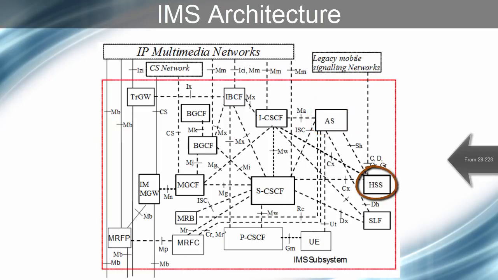HSS has data related to a user's profile. SLF is used to select HSS for a user. BGCF chooses an appropriate MGCF for a call that has source or destination in the CS network. MGCF controls the media gateway. Media gateway does the user plane processing for a call that has source or destination in the CS network. IBCF controls the transition gateway. Transition gateway does the user plane processing for a call destined to some other IMS network. MRFC is used to control MRFP. MRFP is used to do user plane processing for various services such as conferencing, announcements, etc.